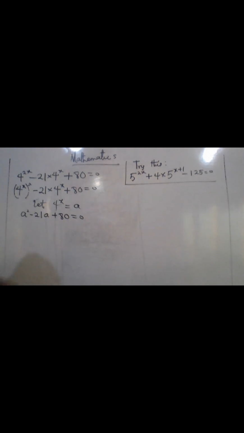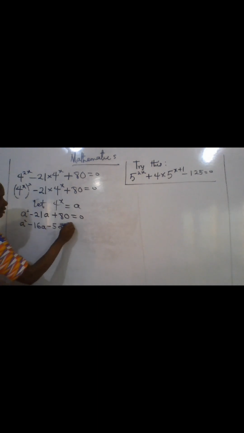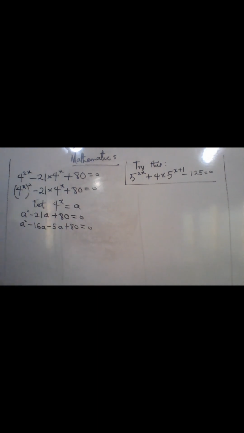Automatically, this becomes a quadratic equation. What do you do with the quadratic equation? You solve it, of course. Now you ask yourself, what numbers will I multiply together to give me 80a squared and add together to give me minus 21a? I'll give you the numbers directly. We have minus 16a and minus 5a. So that we have a squared minus 16a minus 5a plus 80 equal to 0. What you need to do next is to factorize 2 by 2 like this.